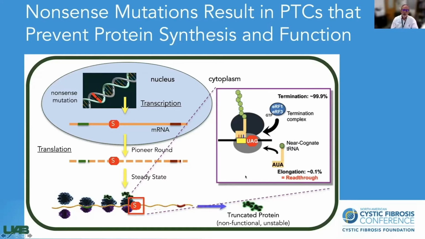So what we're looking for is small molecules that can reduce the fidelity of this process and push the equilibrium from this 1,000 to 1 termination to elongation ratio to maybe 1% elongation or 5% or 10%. And so we're trying to push the equilibrium over toward read-through of the premature termination codon. And if we can get up to between 1 and 10% in many diseases, this could allow you to reach a threshold for therapeutic benefit.